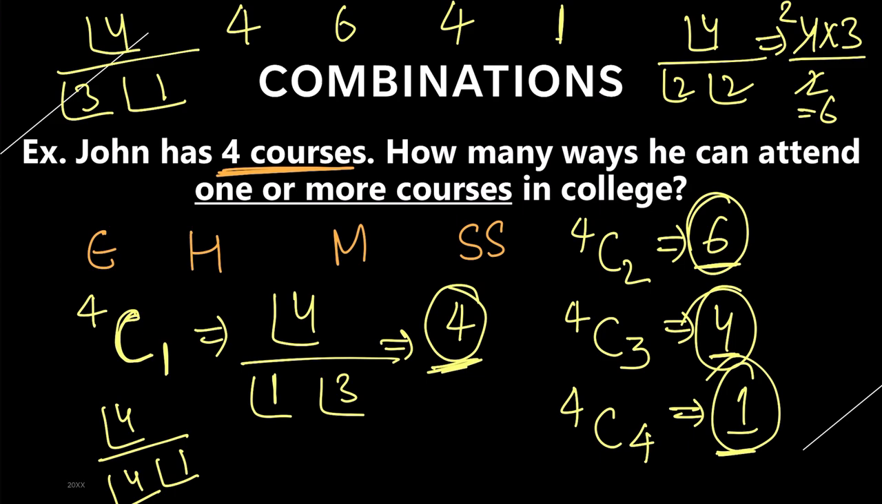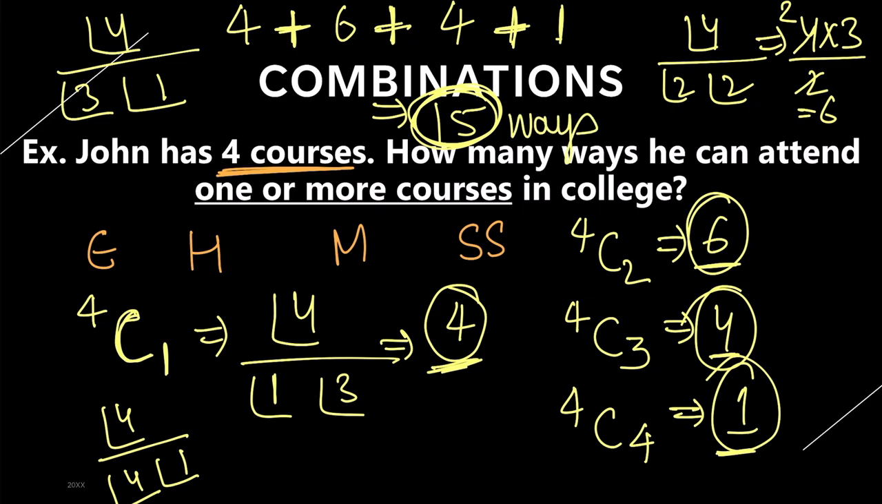When there are a lot of different ways and he can choose any of the routes, that means there is an addition sign. There is no compulsion that he has to choose one course and then two courses and then three courses; then the multiplication principle would have come into play. So he can do any of these cases, 6 plus 4 plus 4 plus 1, that is 15 ways. So there are 15 ways for him to attend the college, right? That is the answer.